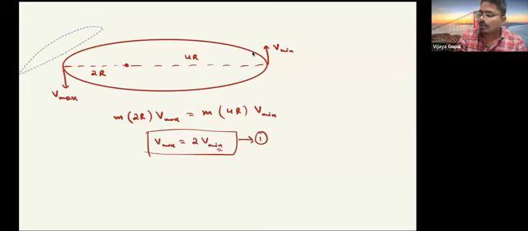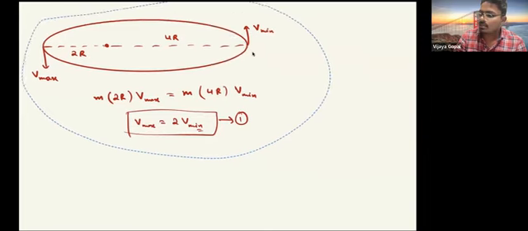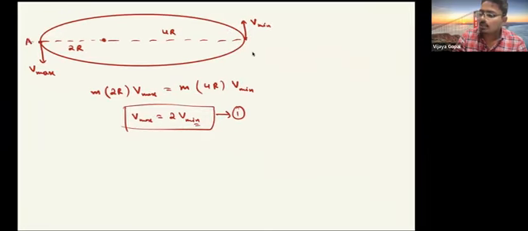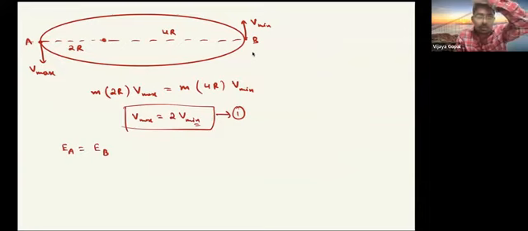So if the total energy of the satellite remains constant, let us see what you're going to get. Let's say I call this point A, this point B. Energy at A must be equal to energy at B. What is the total energy at A? Kinetic energy will be there as well as potential energy.